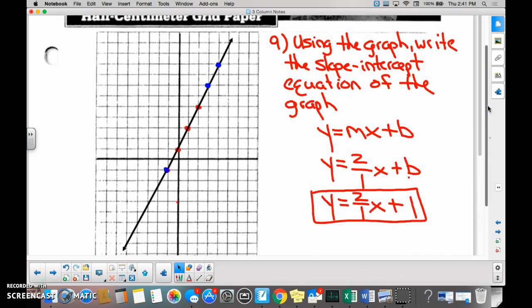So you were given a graph. Your job was to write y equals mx plus b with the m and the b filled in. My advice always is to start with the b. B is what again, you guys? Y-intercept. It's the y-intercept. So where does this graph intercept the y-axis? Everybody. 1. It intercepts it right here at 0, 1.